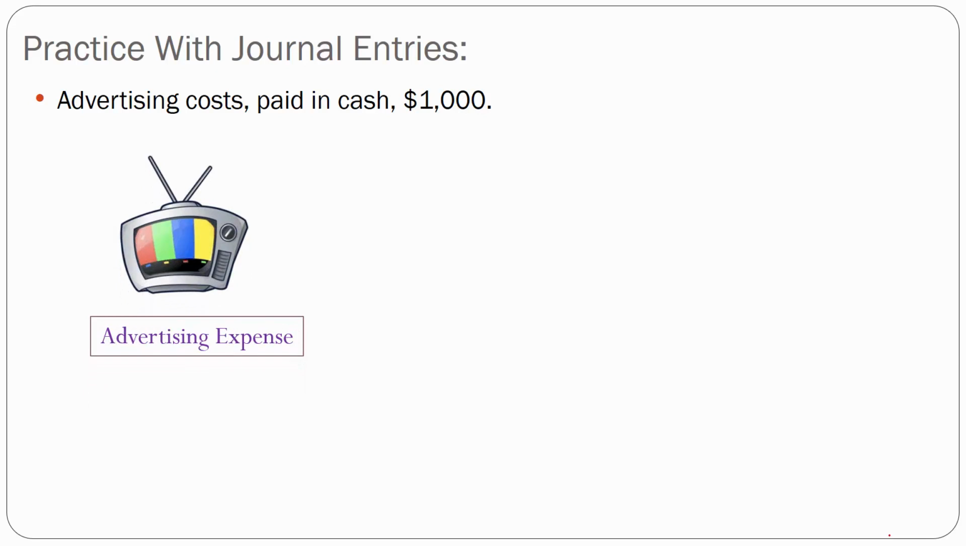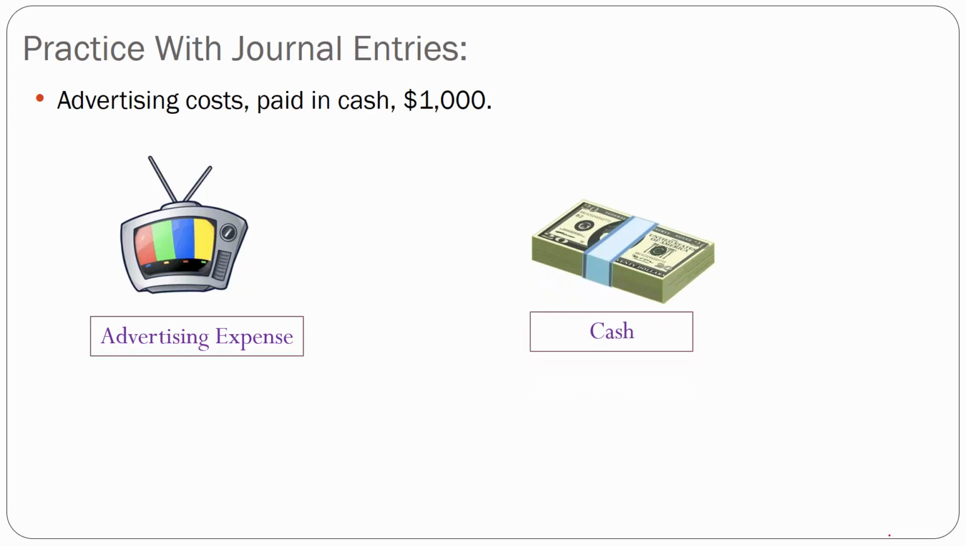Next we have advertising costs, paid in cash of $1,000. So first we need to identify our two accounts. Advertising is a cost of running our business, so that's an expense, so that's advertising expense. And then it says we paid in cash, so we know that we're going to be impacting our cash account. Our advertising expense is an expense account. My expenses are increasing because my costs of doing business are increasing. My cash we know is an asset, and we're using cash, so that's decreasing.